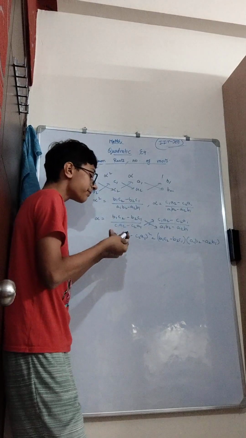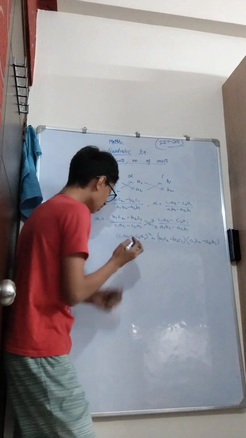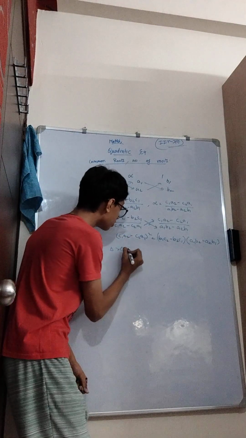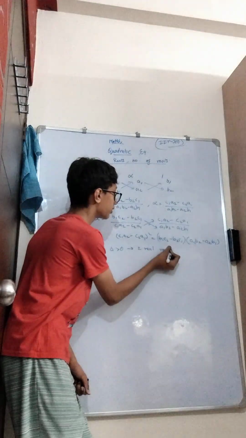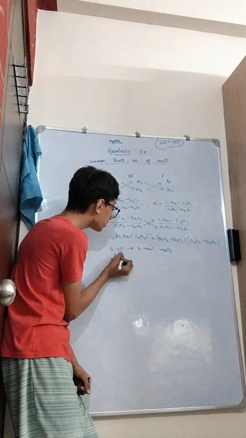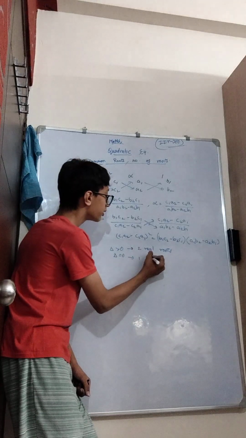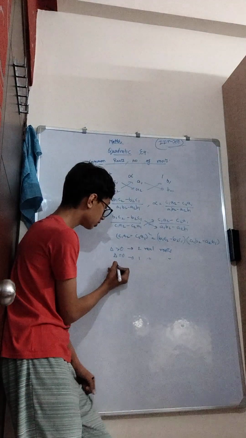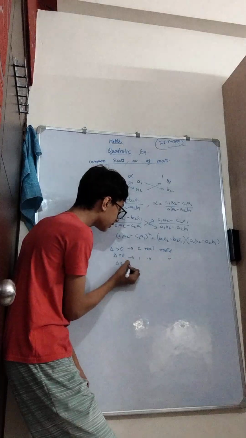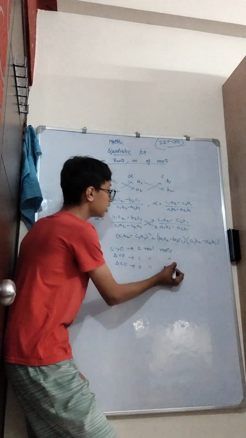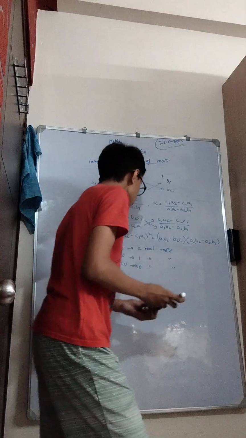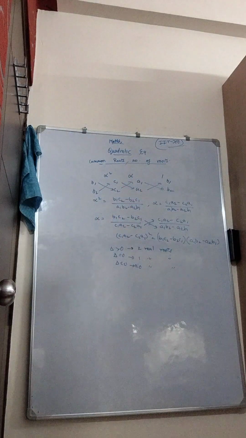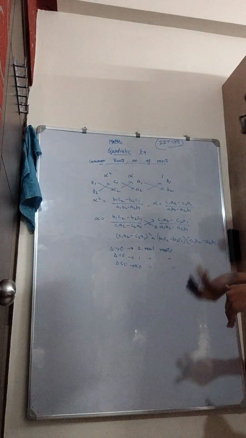So now number of roots. When delta is greater than 0, then two real roots. When delta is equal to 0, there is one real root. Whenever delta is less than 0, then 0 real roots, or no real roots. So we'll just write here no real roots. Okay, so this is the overall explanation about common roots.